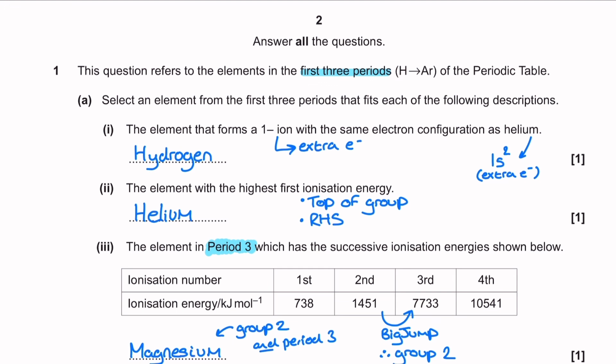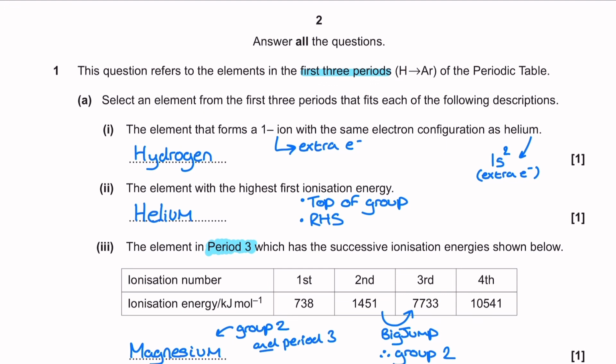First off, the element that forms a 1- ion with the same electron configuration as helium. So if it's a 1- ion, that means the atom has picked up an extra electron, which means it can only really be hydrogen anyway, but just to match up to that, the electron configuration there is going to be 1s2 anyway, so the first one is hydrogen.